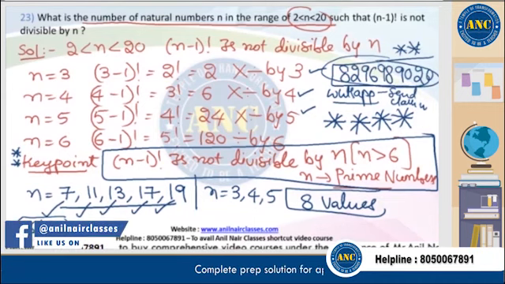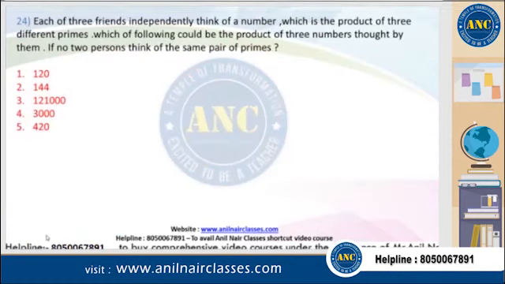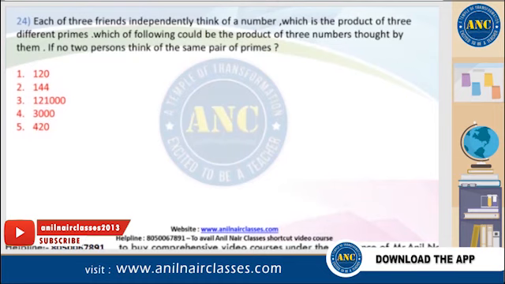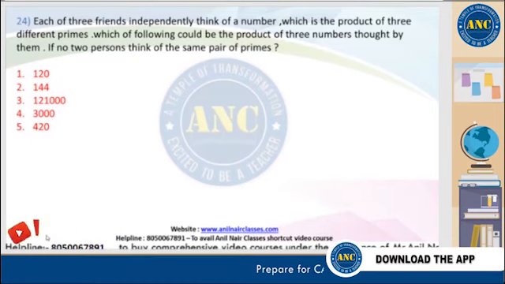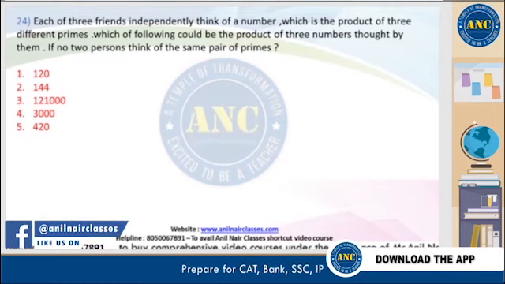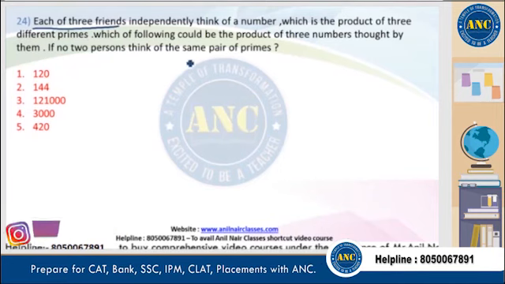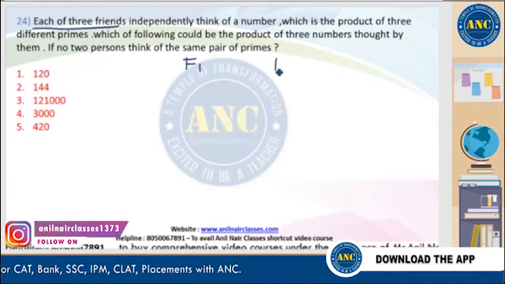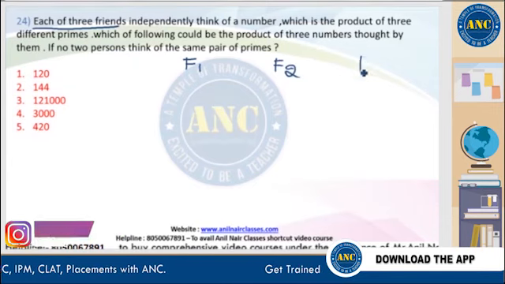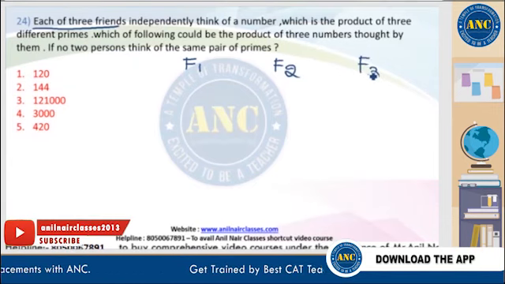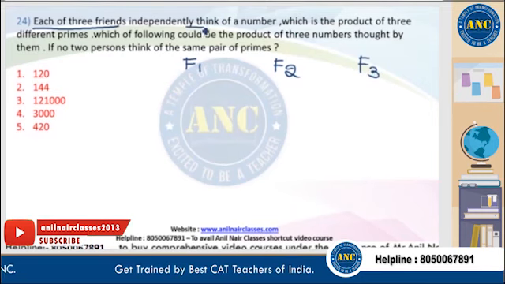24th. Another beautiful question, sir. Each of the three friends independently think of a number which is a product of three different prime numbers. There are three friends, F1, F2, and F3, who independently think of a number.